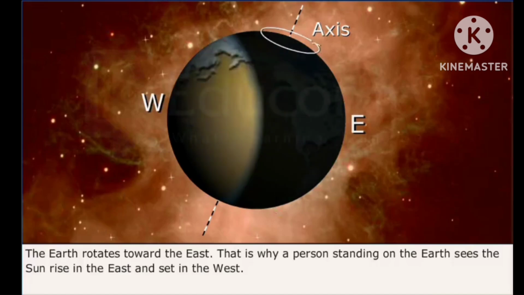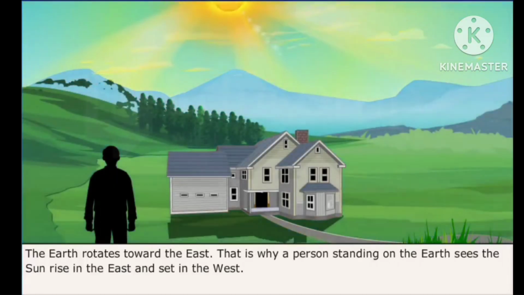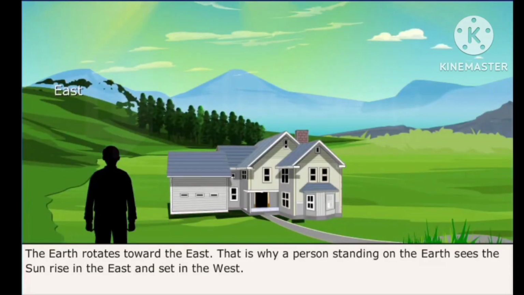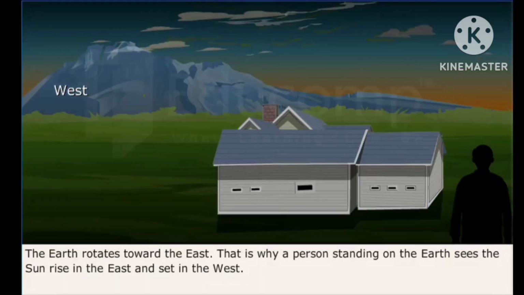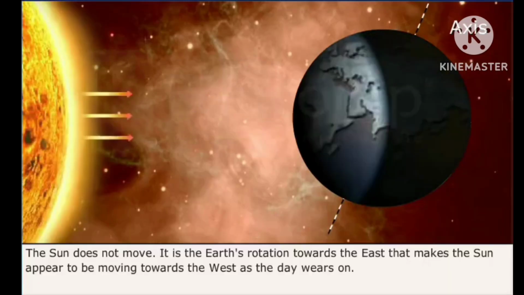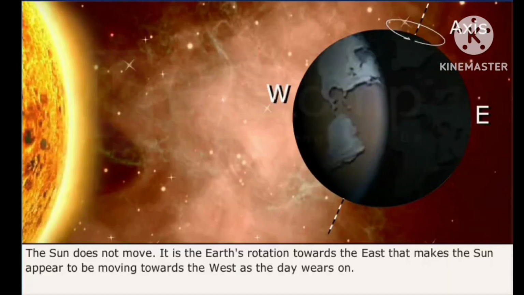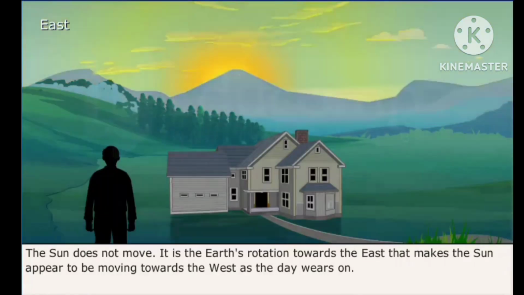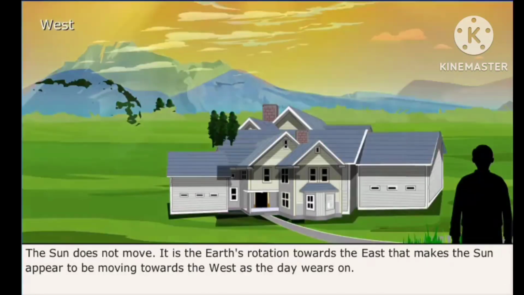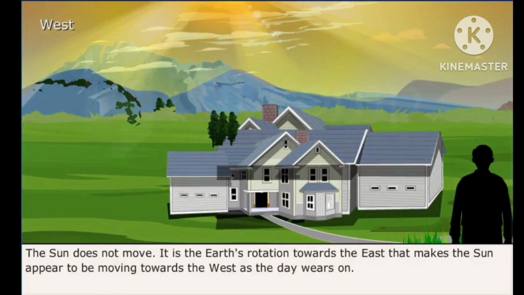As we learned, the Earth rotates towards the east. That's why a person standing on the Earth sees the sun rise in the east and set in the west. The sun does not move. It's the Earth's rotation towards the east that makes the sun appear to be moving towards the west as the day wears on.